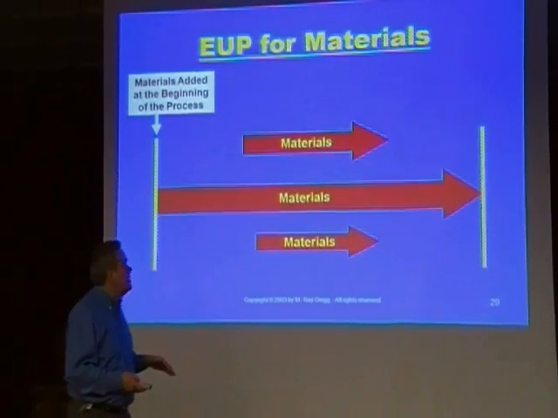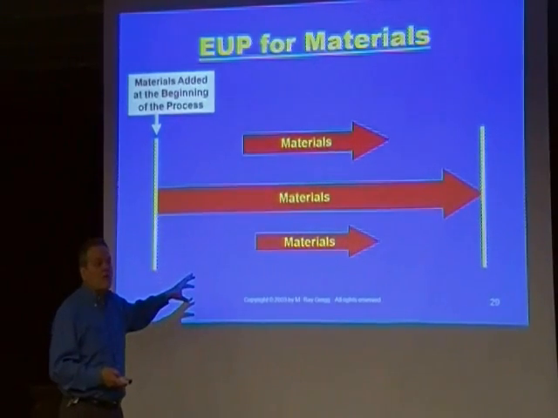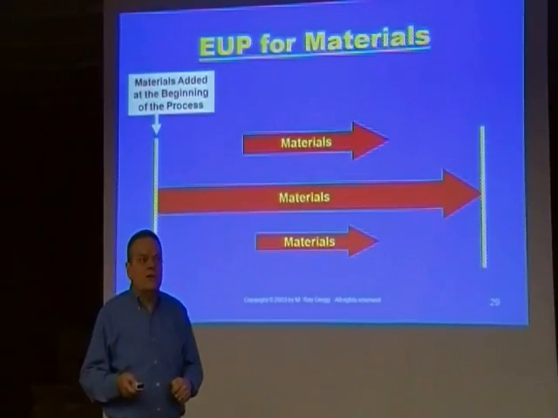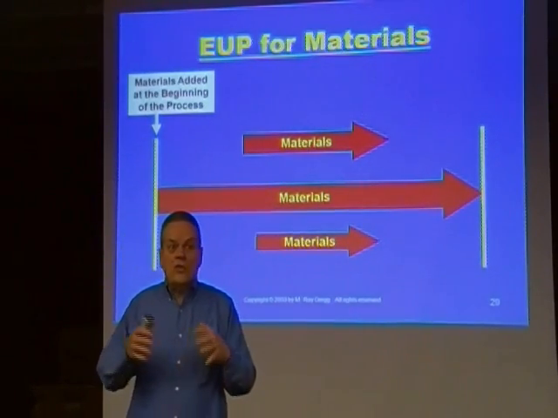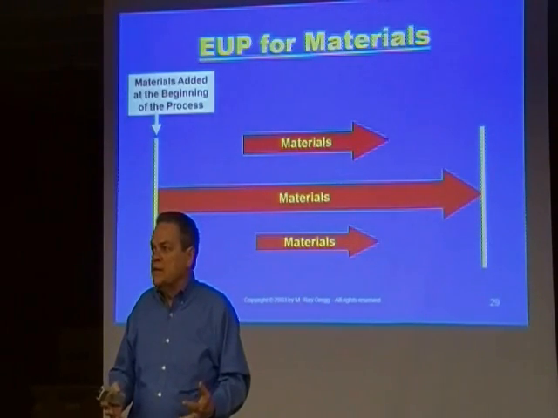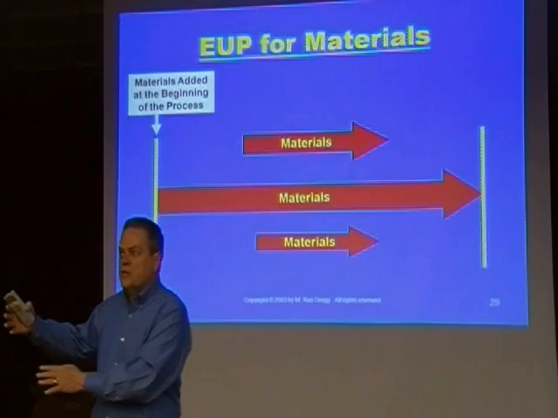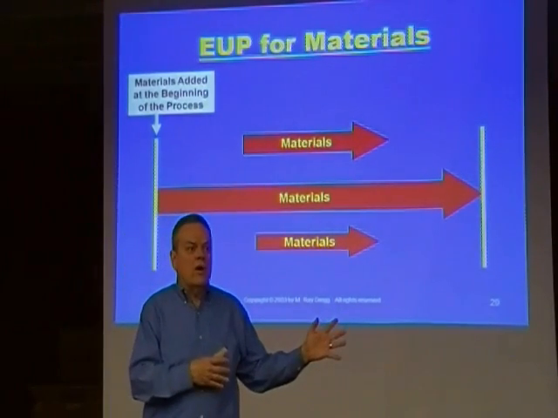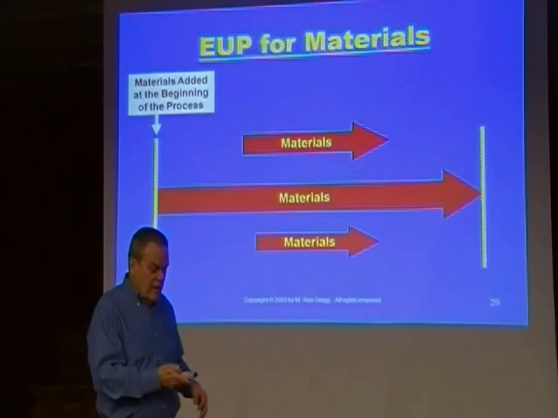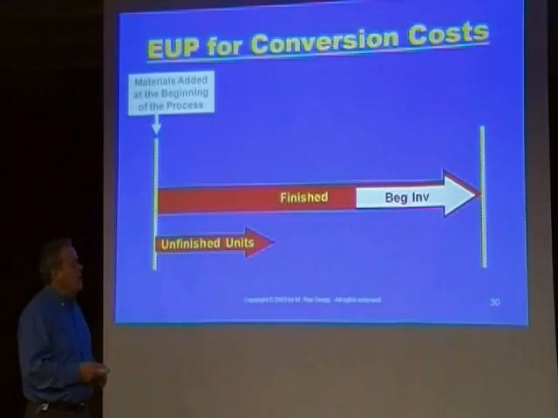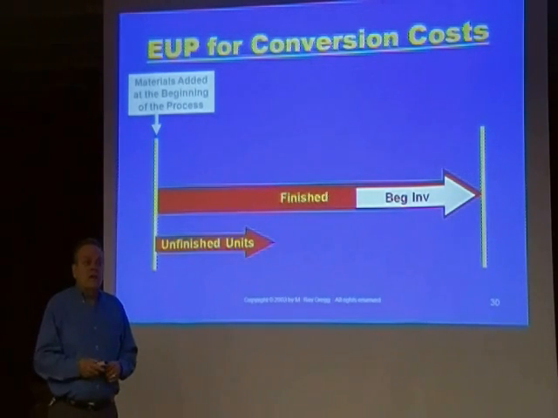All the materials are there. There's materials in all of those units. Equivalent units of production for materials represents all the materials you had available to you to use this month. We add those materials at the beginning. We have enough materials for everything we work on. The labor and overhead, the conversion cost, however, are a little different. This is called the average method.